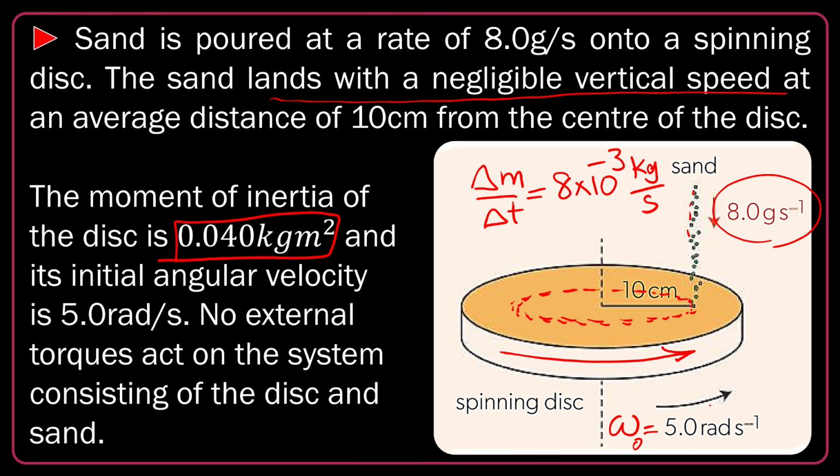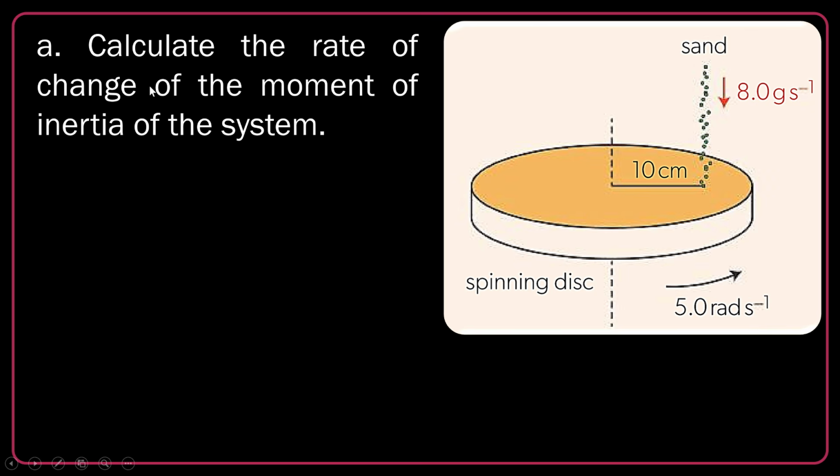consisting of a disk and sand. When they say no external torque is acted, it means that if I write torque is equal to I delta omega over delta t plus omega delta I over delta t, as I mentioned, tau is the external torque. This is 0. Okay?